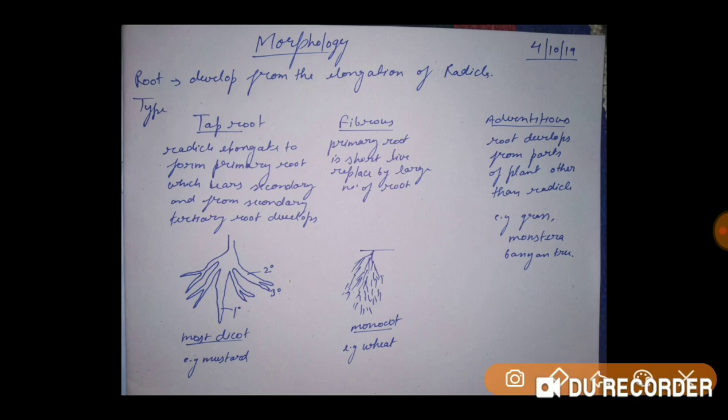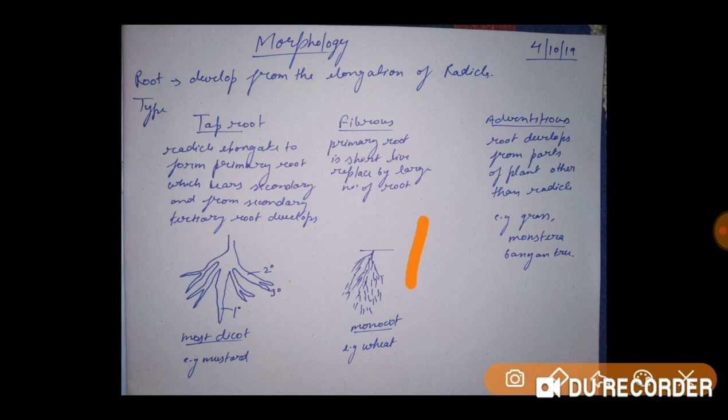Now, root is of three types: taproot, fibrous root, adventitious root. In taproot, the radicle elongates to form primary root, and on the primary root, secondary roots develop, and on the secondary roots, tertiary roots develop. So if you see here in the diagram, this is the main root, which is primary root, on which secondary roots develop, and on the secondary roots, tertiary roots develop. Example, most of the dicot plants. Example, mustard.